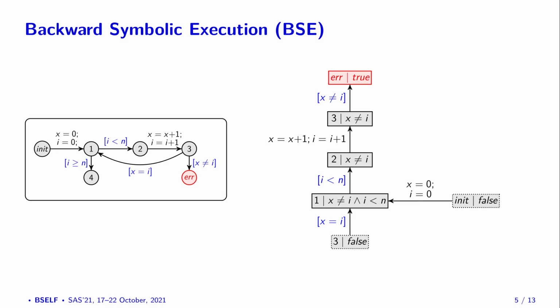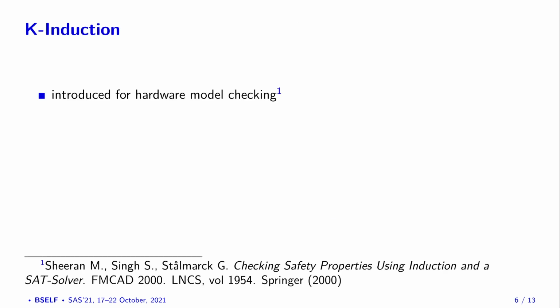Both symbolic execution and backward symbolic execution compute the weakest precondition on the variables that make the program or automaton execute a given path. Only each of these techniques considers a different set of paths. Seemingly unrelated is the technique called K-Induction. It was introduced for hardware model checking, but later it has been adopted also for software verification.